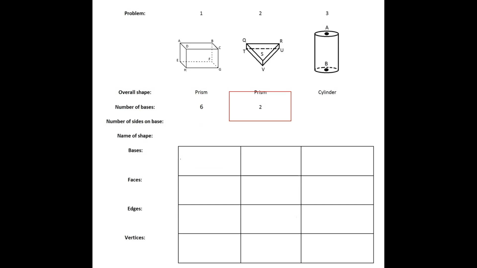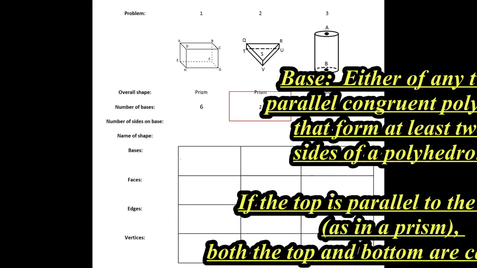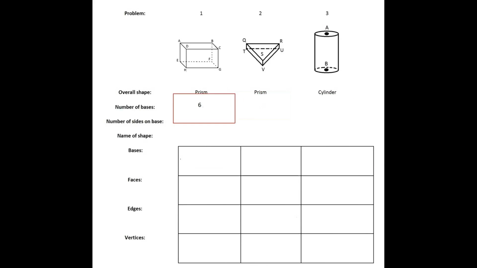Now, the definition of a base is that you have to have 2 polygons that are congruent and parallel in the same shape. In a rectangular prism, you actually have all the sides in pairs of 2s are parallel to each other and congruent. But in a triangular prism, only the top and the bottom are parallel and congruent. So that's the difference there. For a cylinder, there are 2 bases, the top circle and the bottom circle. We'll look at that a little more closely in a few minutes.